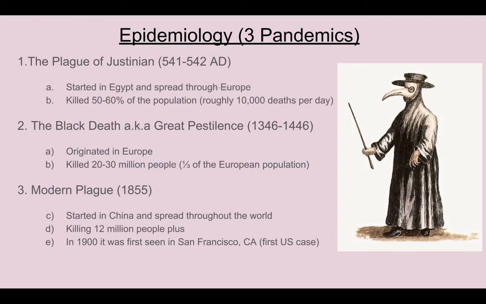The one that almost everyone knows about is the Black Death, occurring in Europe for approximately 100 years from 1346 to 1446. It killed approximately one-third of the European population. The reason it got its name is because of its characteristic abilities to cause people's extremities to turn black or blue from hemorrhages. It caused a drastic change in art, history, and politics.